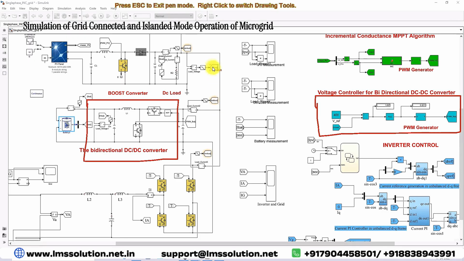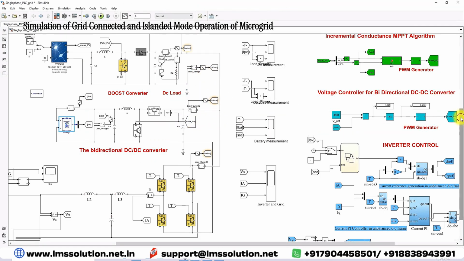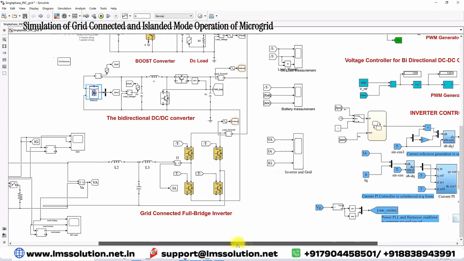Here you need to measure the DC bus voltage, and it is going to be compared with the 400 volt, and then it is going to be processed via PI controller. It will generate a duty cycle. It is going to be processed via PWM generator. It will generate the pulse. This pulse is going to control these two IGBTs to maintain the DC bus voltage around 400 volt. Next you have to see about grid inverter and load system.